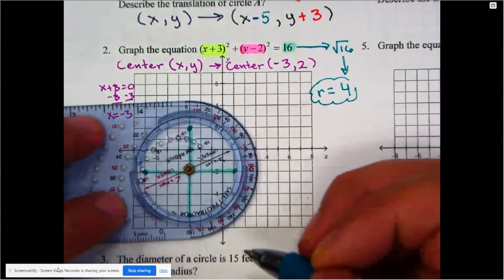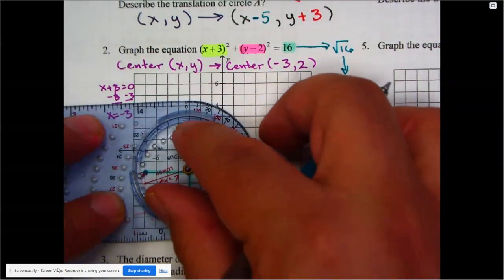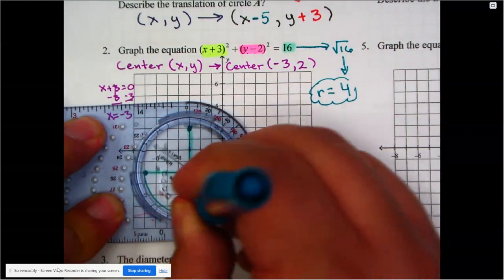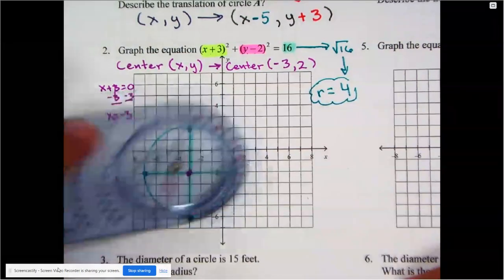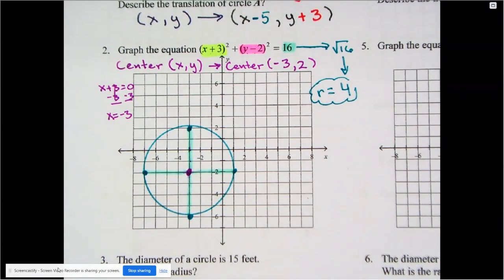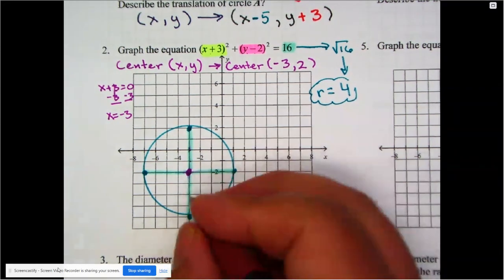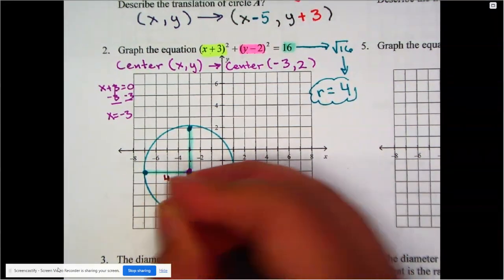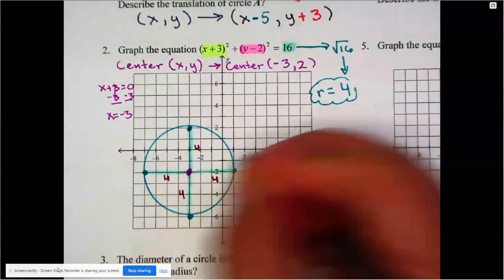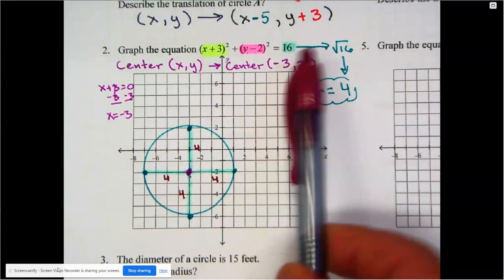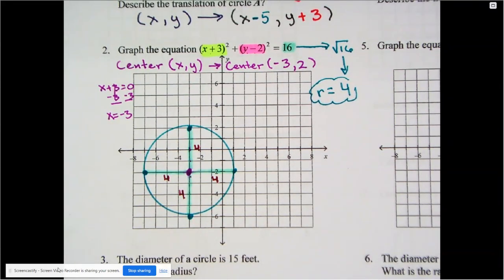Now I have a little tool here. Let's see if this will help me a little bit with my circle. Yeah, this will work. And so just like that, with a little cheating, right? Because I use the circle tool. There's my circle. Look at that. It has a radius of 4 because it goes 4 in every direction, 4 spaces, and my center is negative 3, 2. So when they give you an equation, you have to pull the information out of it.